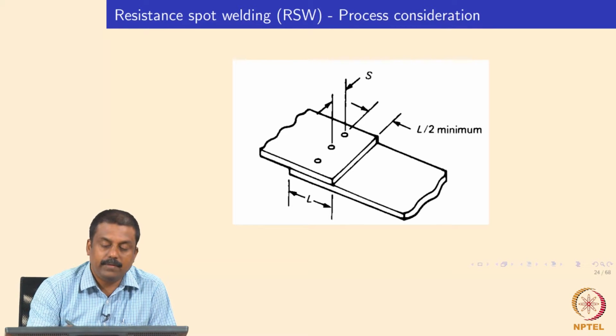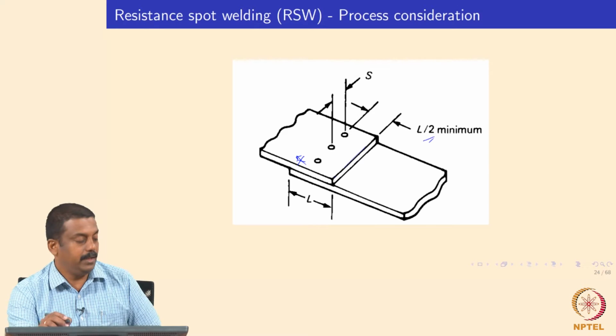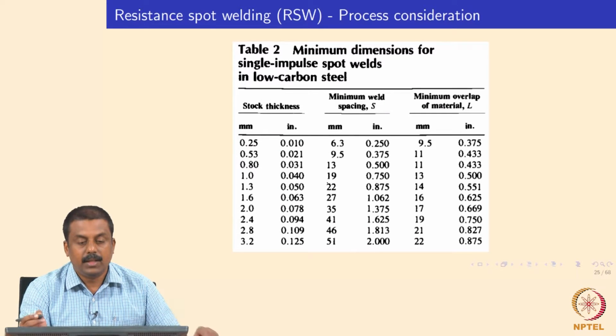So suppose your overlapping distance is L. We need to place the spot welds from the edge of the plate at a distance of L by 2. That's a minimum. You can place it as close as possible, but this is the minimum distance we need to keep in overlap configuration. You cannot move it along this direction. The thumb rule says L by 2, which is half of the overlap distance. We use it when you are stacking the material.